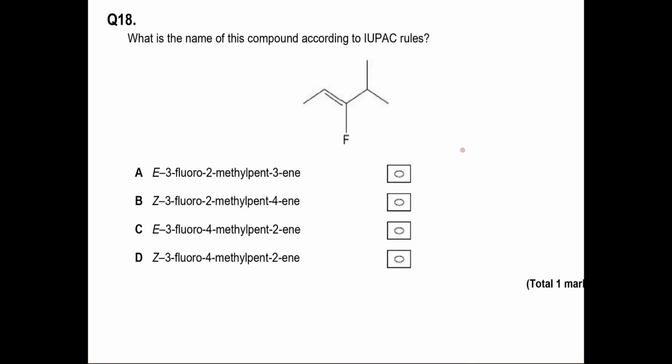This is only a 1 mark question, but students lose it because of the CIP priority rule. So the question asks you what is the name of the compound according to IUPAC rules. And where students actually make mistakes is that they do not start the numbering of the carbon atoms from the right direction. The longest carbon chain containing the double bond will be from this side, because the double bond comes closer from this side, and it will be 5 carbon atoms.